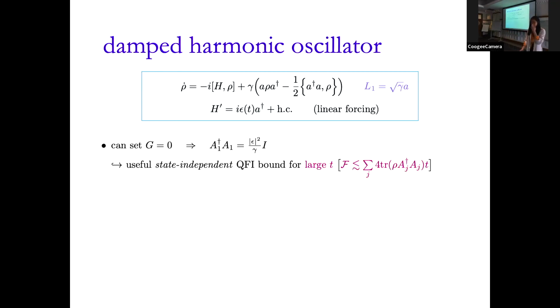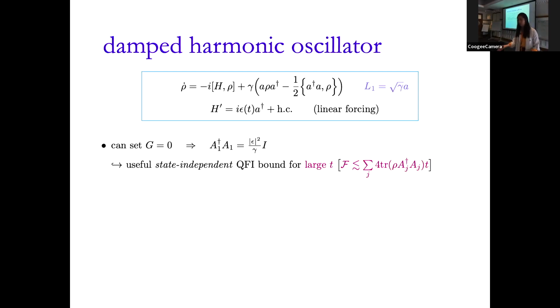Okay, so for this system, which describes many physical systems of interest like gravitational wave detectors, we can actually get a useful state independent bound for the large time behavior of the QFI. So why is that? Well, in this case, we have that H primed is in the Lindblad span. So we can set G equals 0. So that means to get the tightest large time bound, we should just set G to 0 when we decompose H primed. And then this bound scales linearly with time with the coefficient set by the A_j dagger A_j terms.